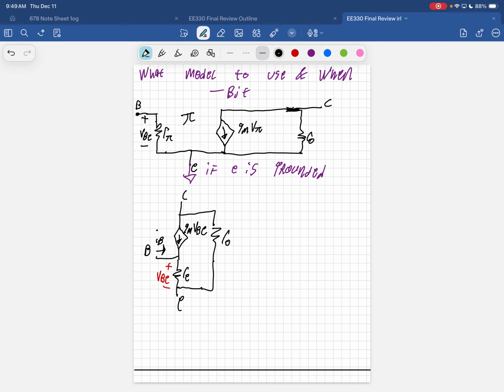All right, and then can anyone tell me when you would want to use the T model instead of the pi model? Obviously, when there are resistors or voltages somewhere out around our emitter. Yep, exactly. So if E is not grounded.